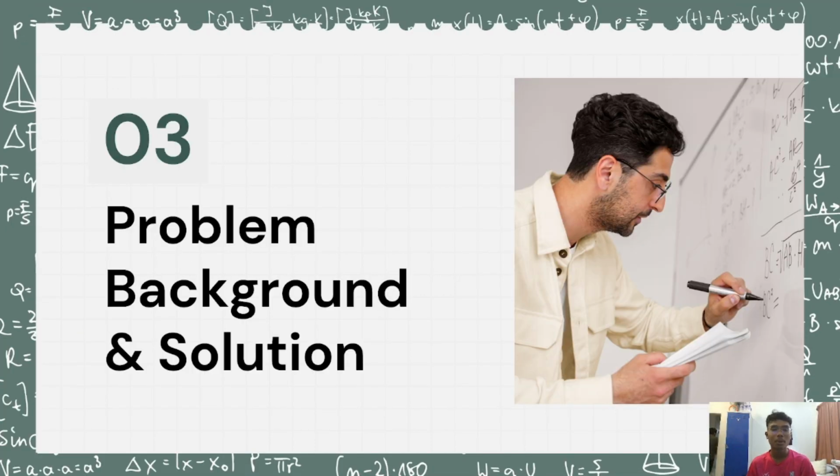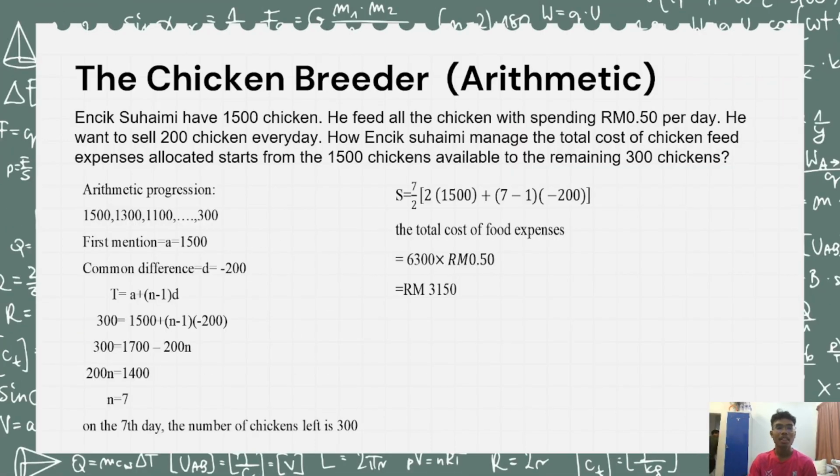So let's move to the problem background and solution. The question is about the chicken breeder, and we solve it with an arithmetic equation.